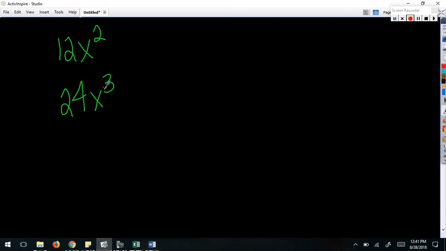Okay, so the greatest common factor of these 2 would be 12x squared, because you can divide them both by x squared and not get a remainder, right? All right.